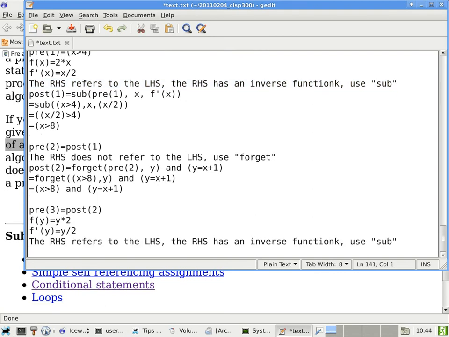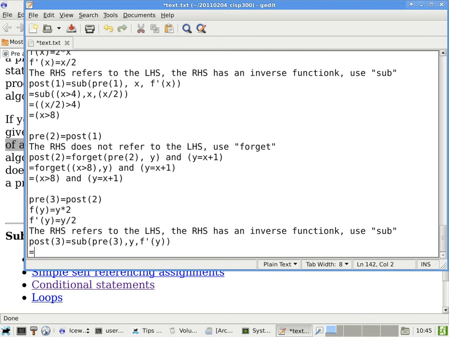That's the nice thing of not using the whiteboard and using a notepad instead. And now we can just do the rest. Post 3 is the substitution of pre-3. We take occurrences of y and replace every single one of those with f prime applied to y. And since we know what is pre-3, we just copy and paste pre-3. We replace all y's with f prime of y.